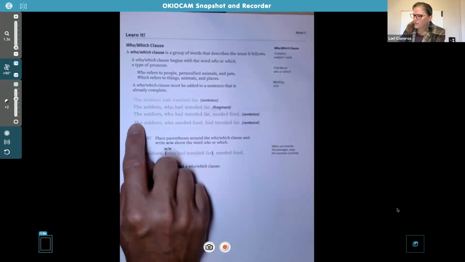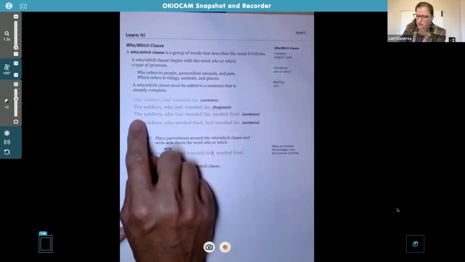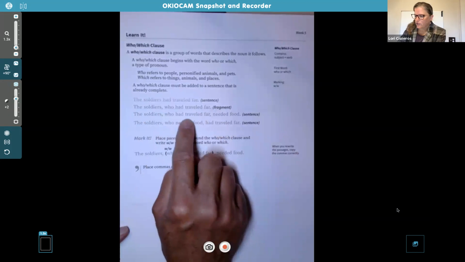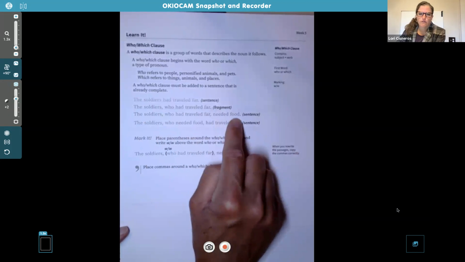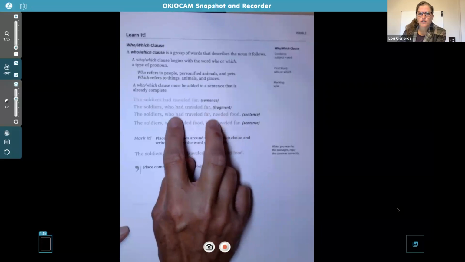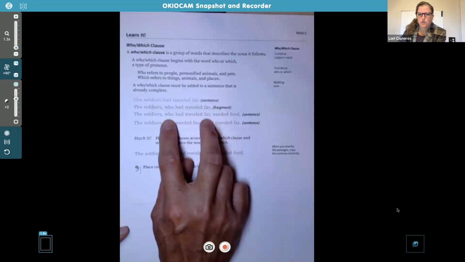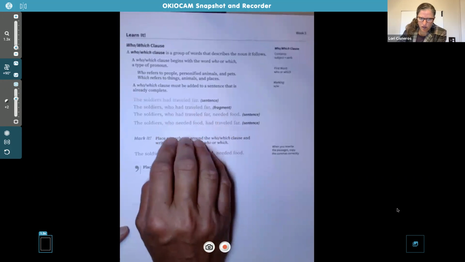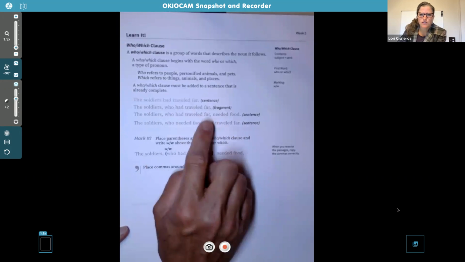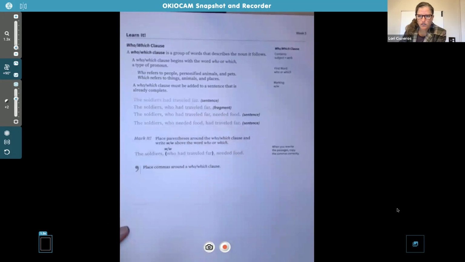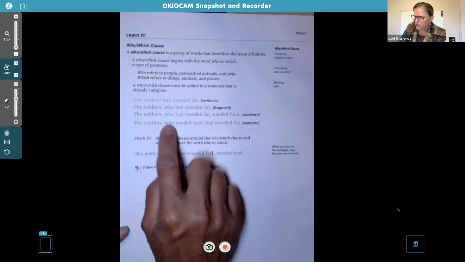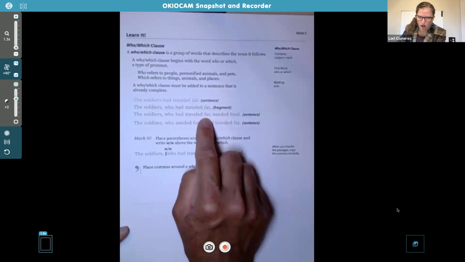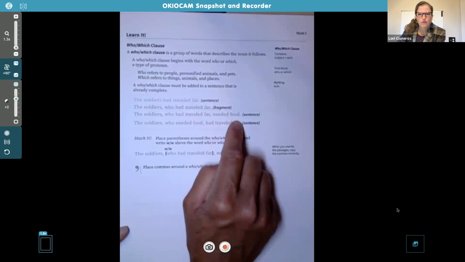So here's the example as a full sentence. The soldiers who had traveled far needed food. So the who, which clause is in the middle here between these two commas. But you can take that out and it's still a sentence. The soldiers needed food. See how the who, which is just adding to the sentence. The soldiers who had traveled far needed food. It tells a little bit more about what's happening to the soldiers.